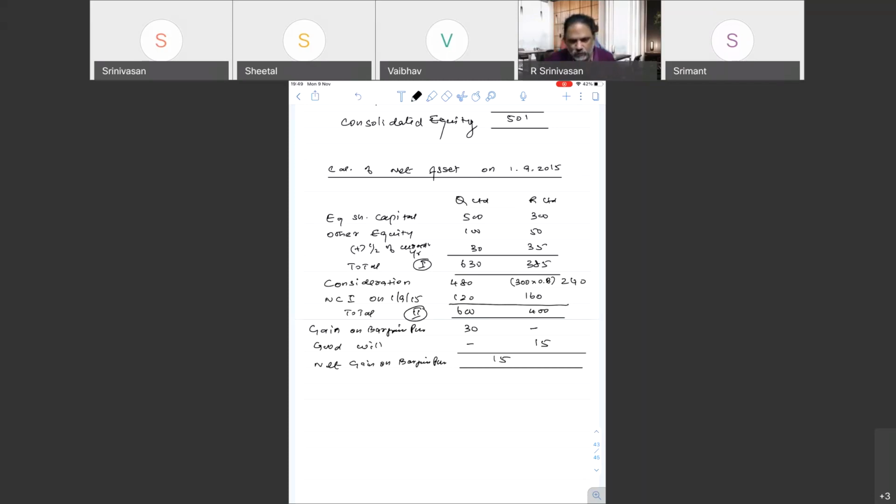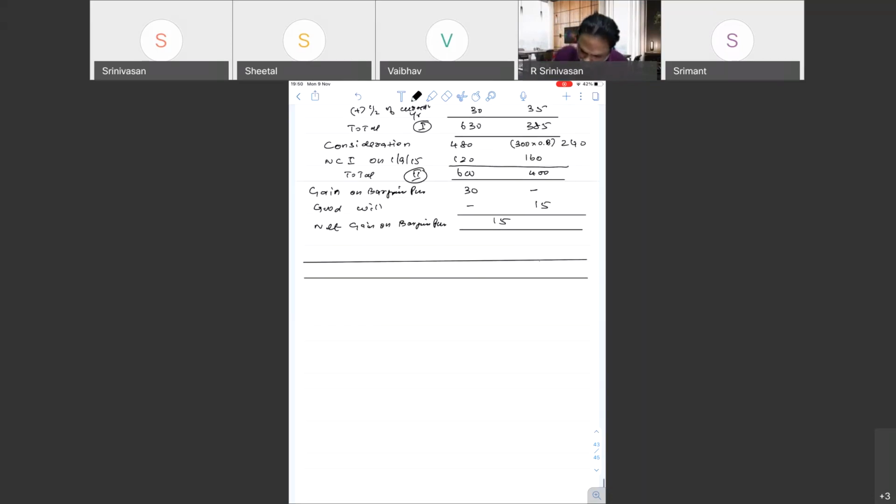Sometimes they may ask you to pass the journal entry on the date of acquisition in the consolidated, this one. So what entry will be passing? In this problem, they have not asked. Sometimes they may ask you to pass in the small questions or something like that when they give. So we should be able to do that.